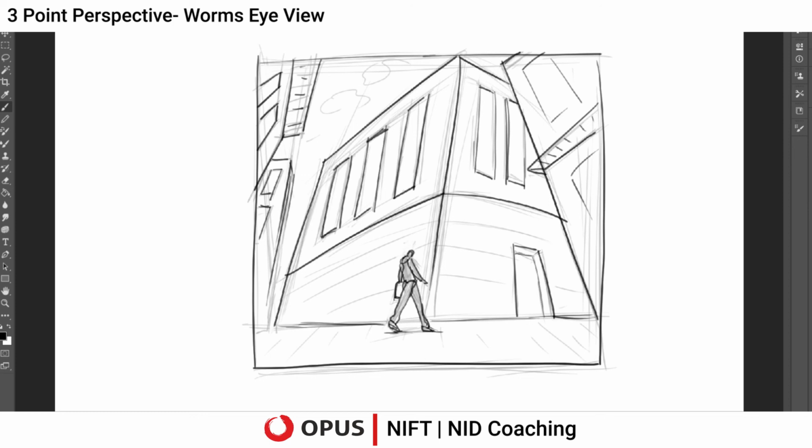So I hope this lesson helps you in understanding worm's eye view in 3-point perspective, and you can apply those principles to create compositions like this.